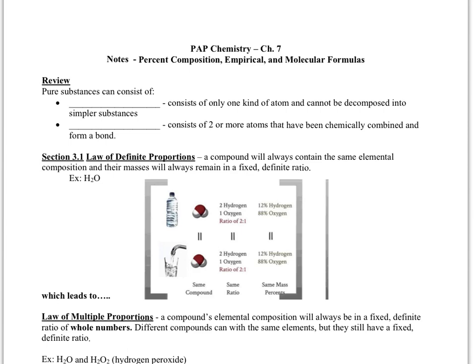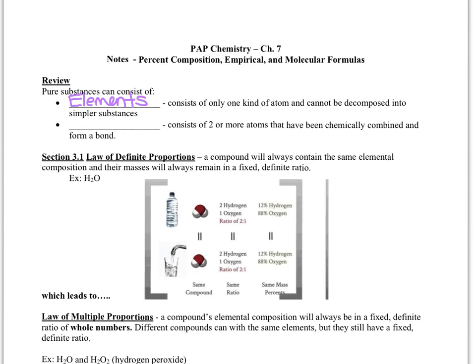But last semester, we spent time talking about elements as a pure substance, right? Elements are going to be our elements that are on our periodic table. To be an element, there can only be one kind of atom, and they cannot be decomposed into anything smaller, right? So there's no chemical reaction we could use to break an element into anything smaller.